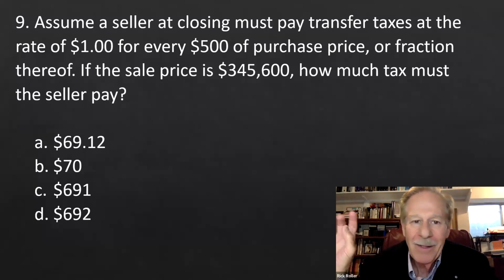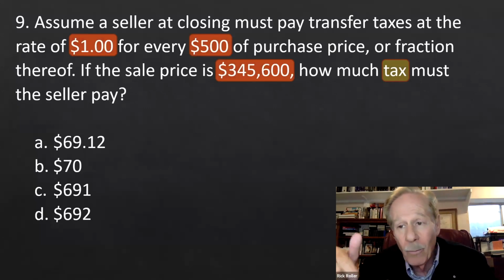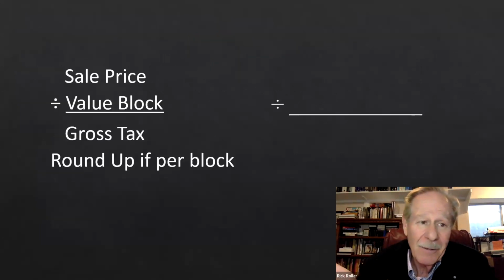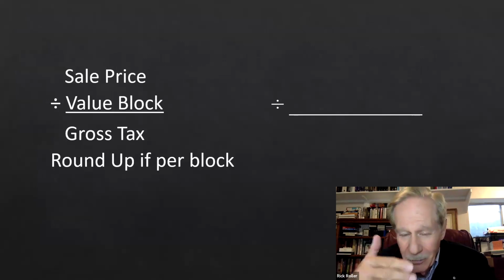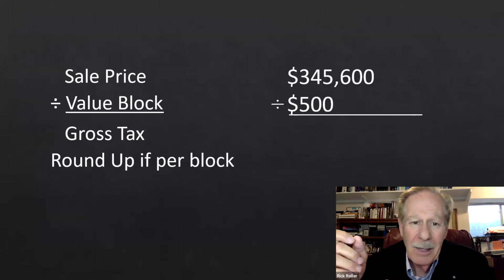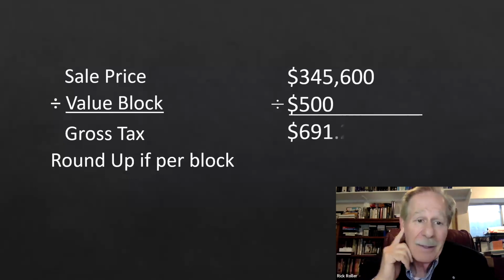All right, so the sales price, $345,600. How much tax must the seller pay? Well, how many $500 are going to be in there? And for any amount over a $500 figure, they're going to charge $1 for that too. So let's take 100 off the top of this. It's because the sales price was, put it up there, Dan, $345,600. And how many $500 are there in there? You could divide that by the 500.